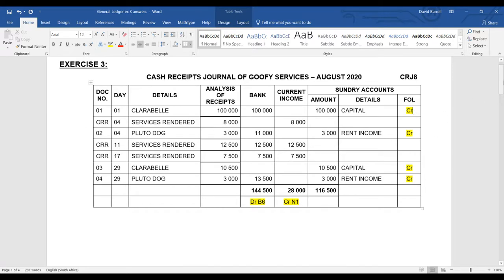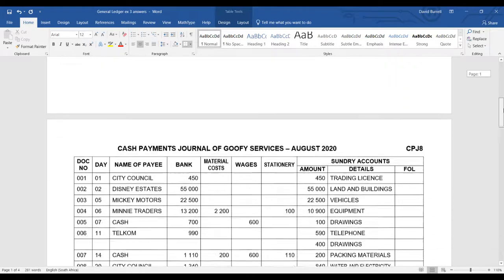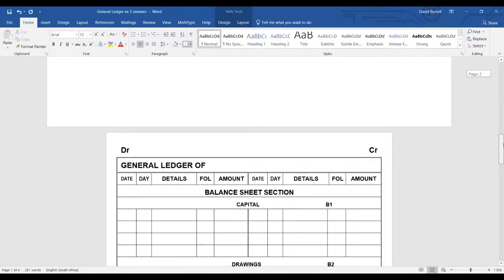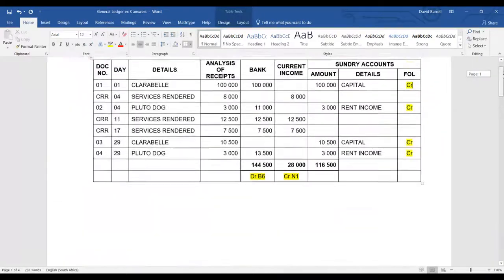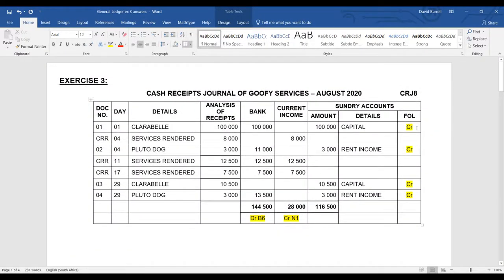Then here in the sundry column, we're crediting capital. That's always B1, but let's just go and check. Yeah, there it is, B1. It's the first account in the balance sheet section. So it'll be credit B1. And then we have another capital entry over there, so it's credit B1 as well. That's both going to the capital account.